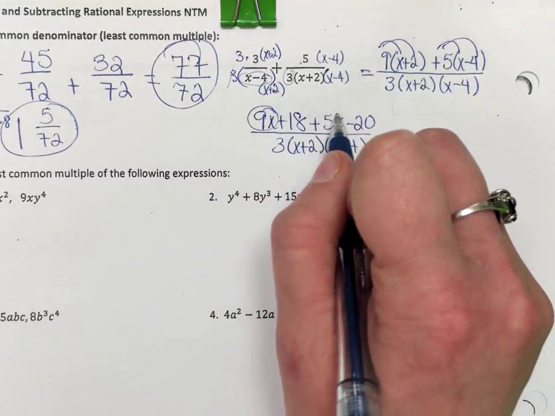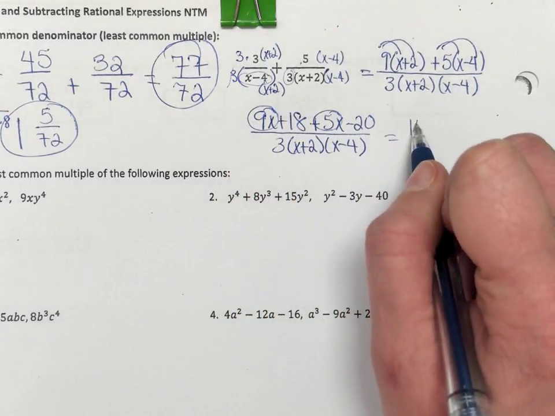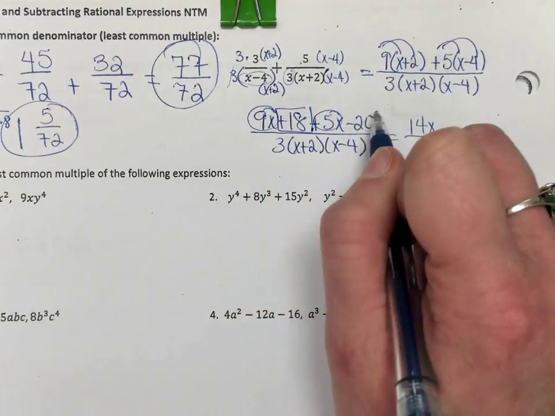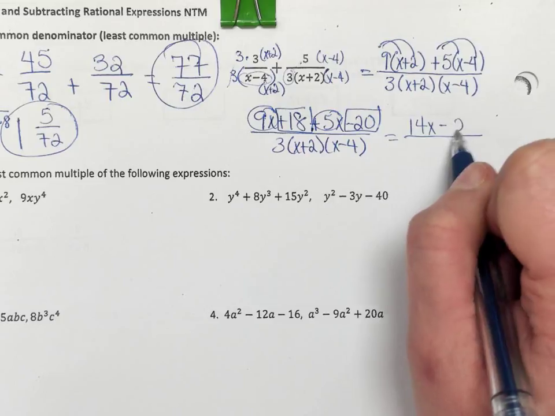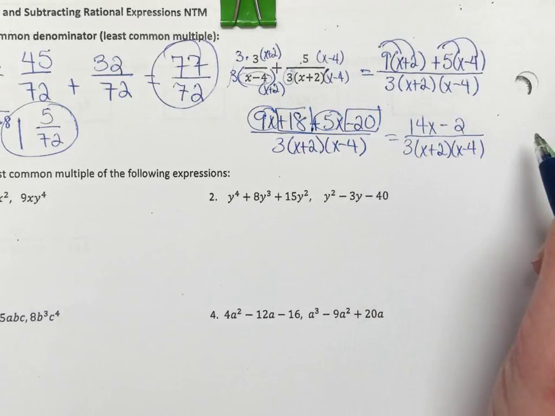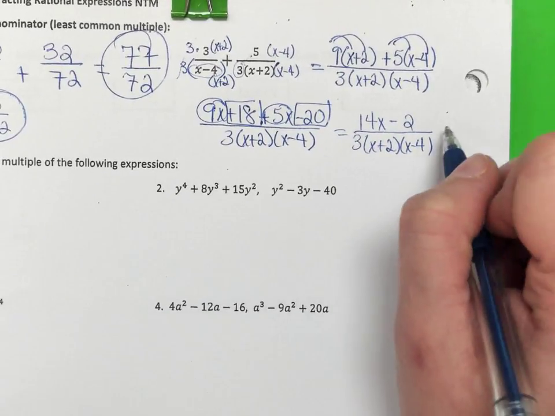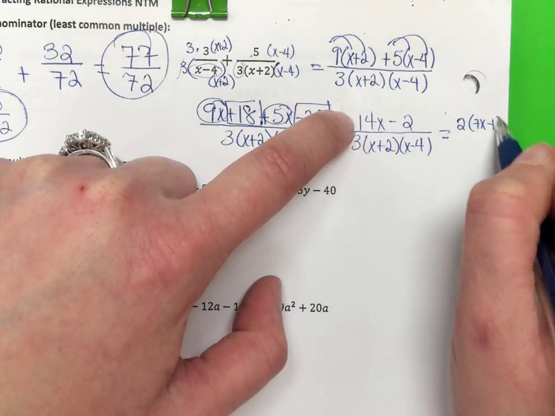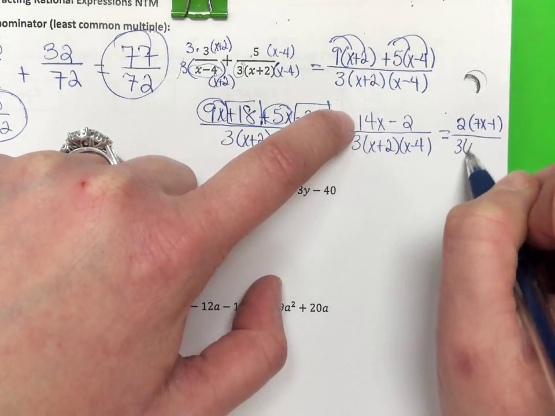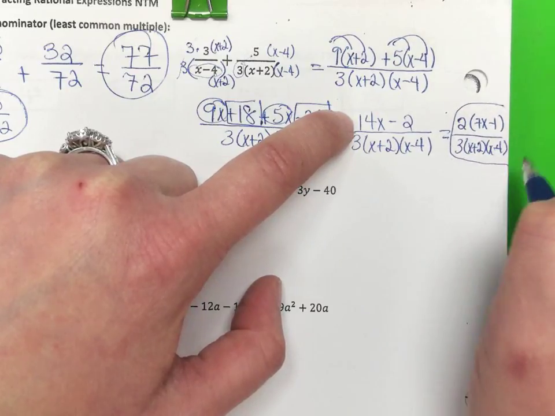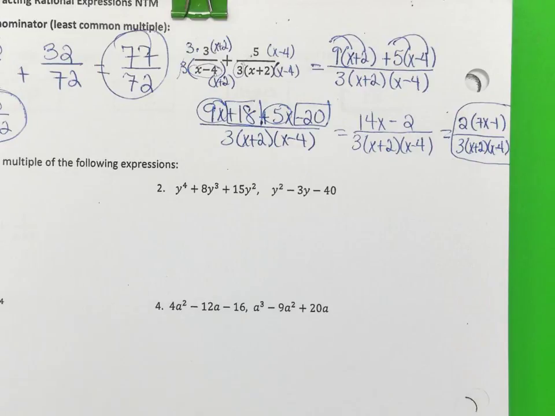Combine the 9x and the 5x and you get 14x. What else do you see? 18 and negative 20. How much is that? Negative 2. And always factor everything to make sure nothing will cancel. This is 2 times (7x minus 1), over 3 times (x plus 2)(x minus 4). Always factor to make sure nothing else will cancel.